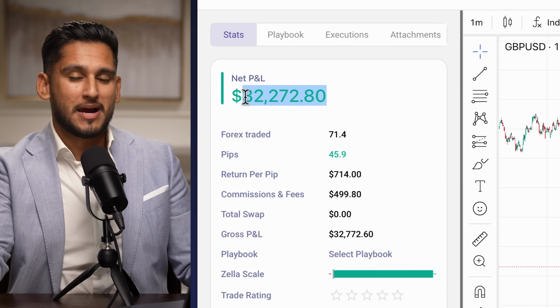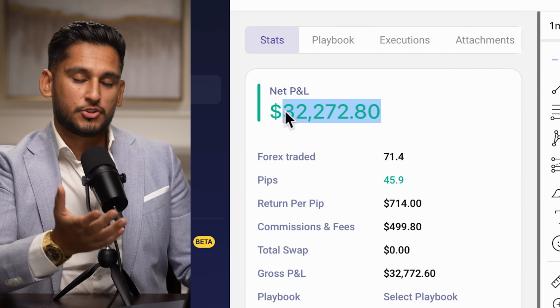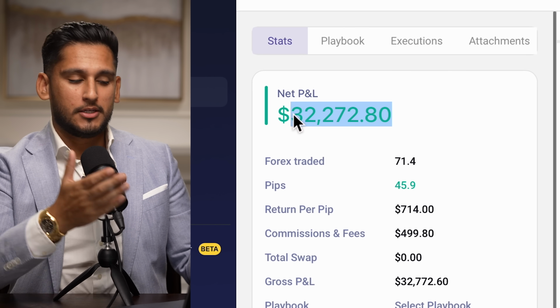Crazy part is that used to be my annual salary. Now this is a very ordinary winning trade. When I hit my 1 to 3 and 1 to 10, it usually looks something like this. So again, just showing you this for transparency's sake.